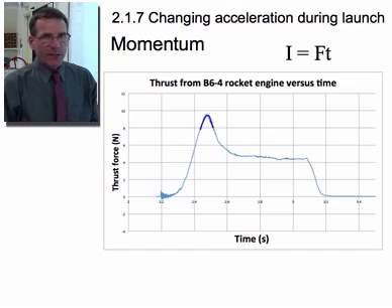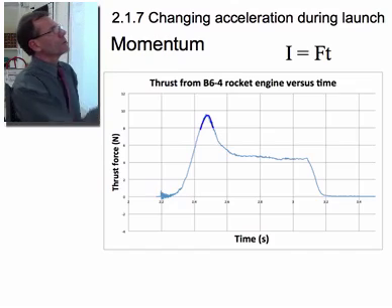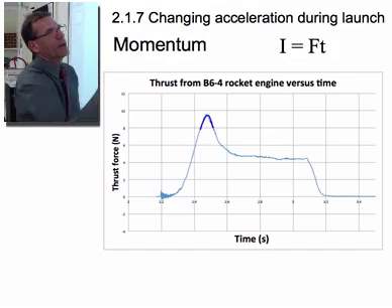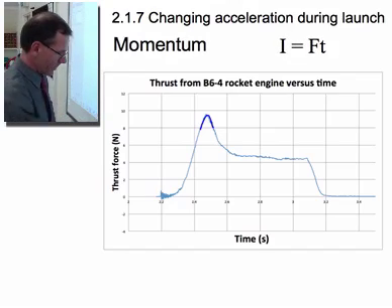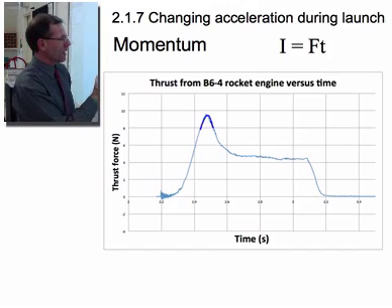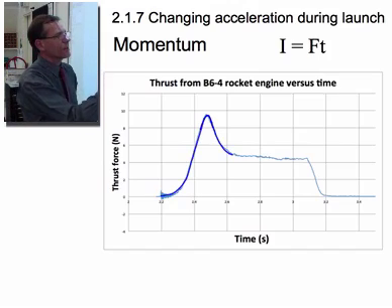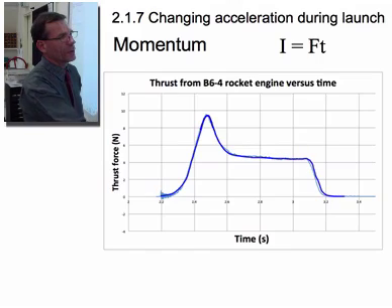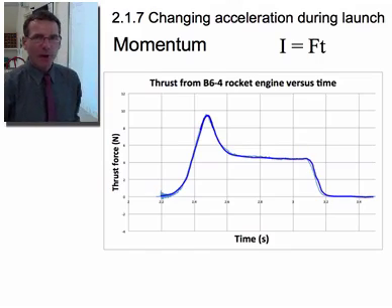Let's have a look at a worked example of changing acceleration during launch using momentum analysis. And the idea of impulse is force times time. So here's the force times time data from our rocket. It's a nice big spike at the start to get it off the launch pad, and then this nice period of time of a reasonably constant force acting on it.